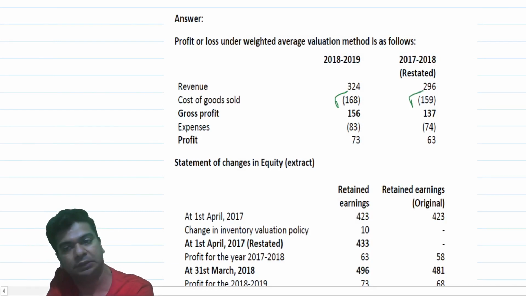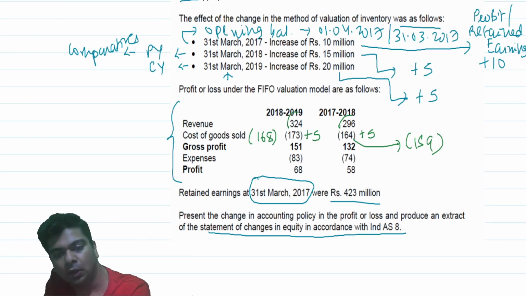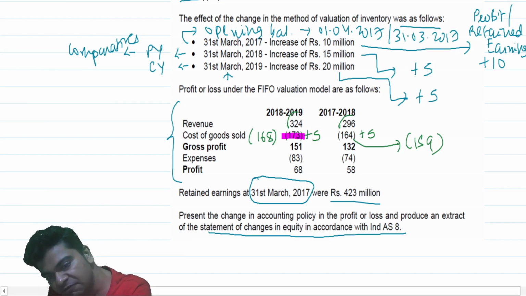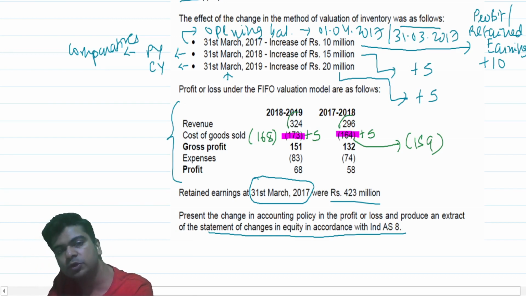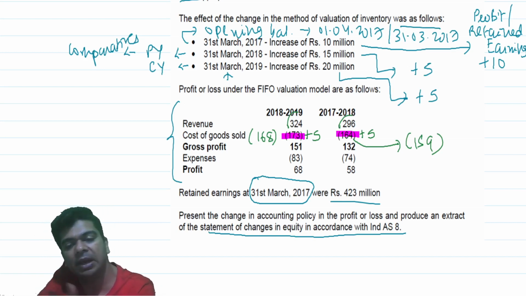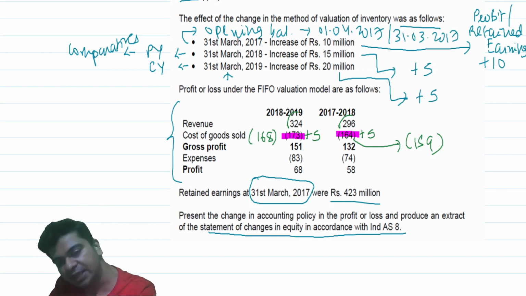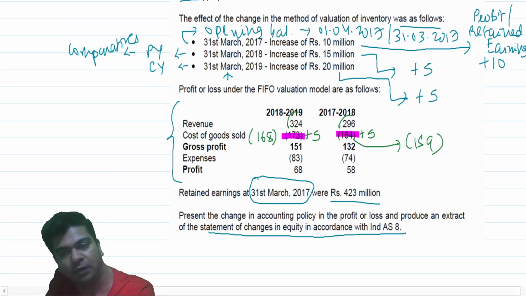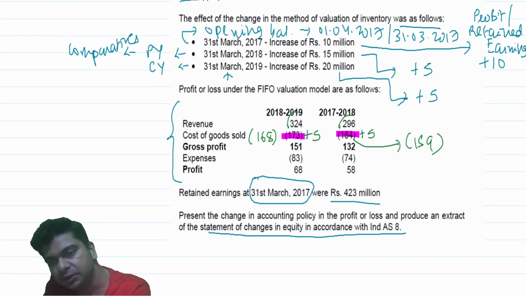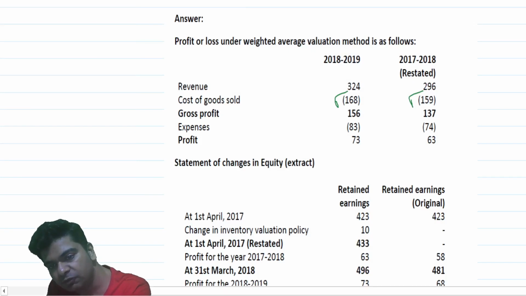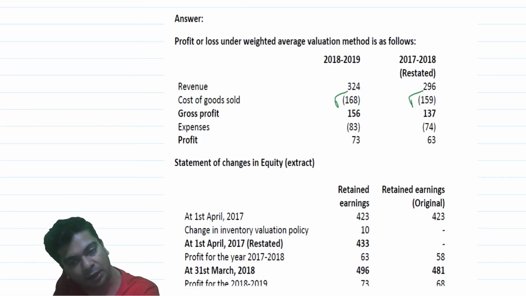That's what I was explaining earlier. There's 173 which will reduce by 5, and this 164 will reduce by 5. I have written plus because they have written negative. They are saying minus 173. I am saying minus 173 plus 5, you get minus 168. Minus 164 plus 5, you get negative 159. So these are the two figures, and then you have consequent effect.